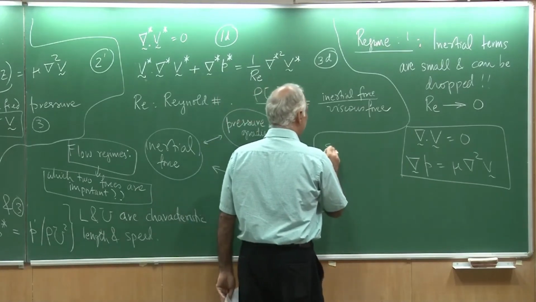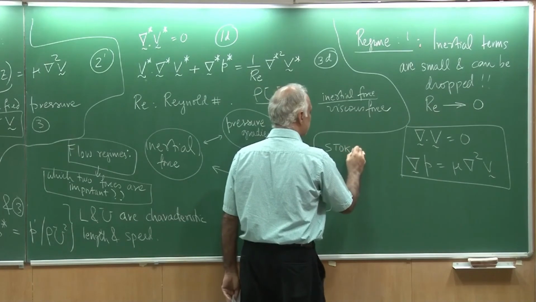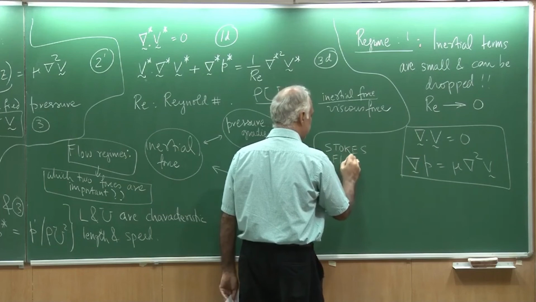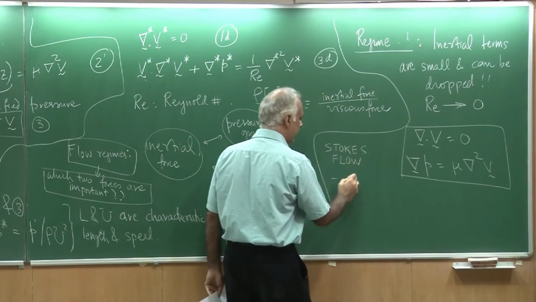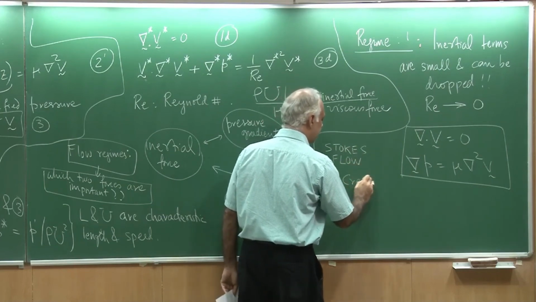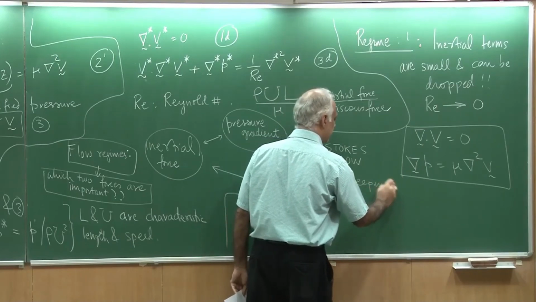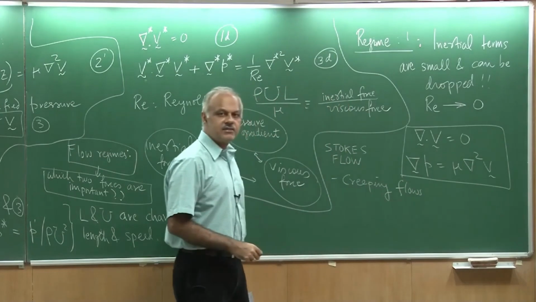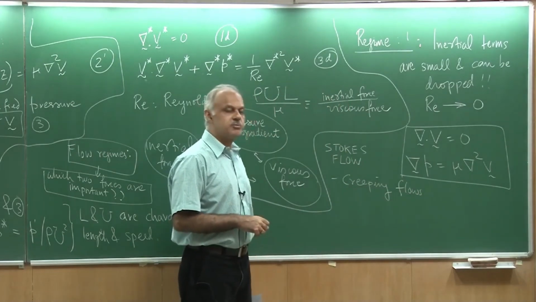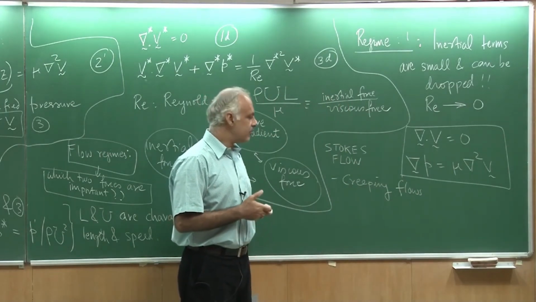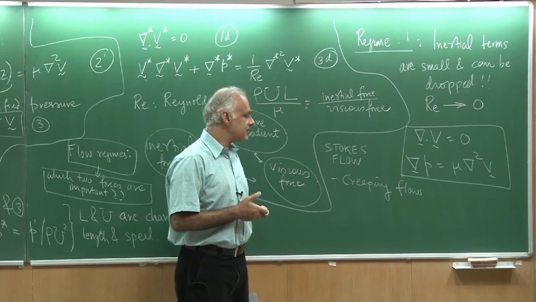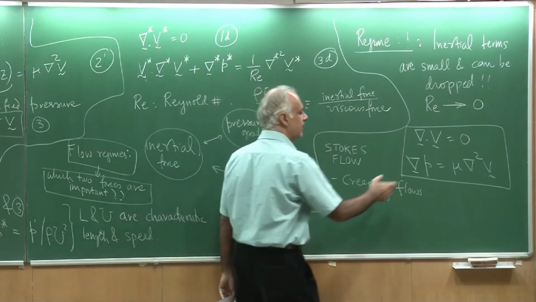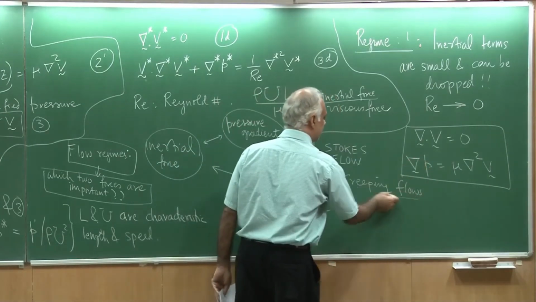These are also called as Stokes flow because they were discovered by the scientist Stokes. Sometimes they are also referred to as creeping flows, because you can imagine we are looking at flows where the speeds are extremely small, therefore the inertial terms are negligible and the viscous terms are balanced by pressure. So, that is the name creeping flows.